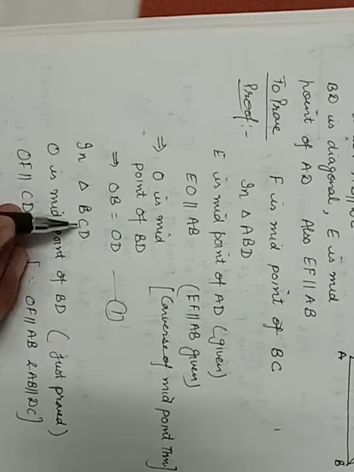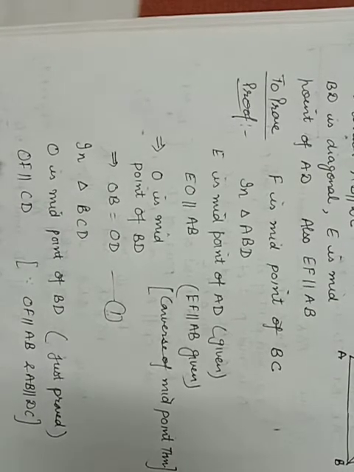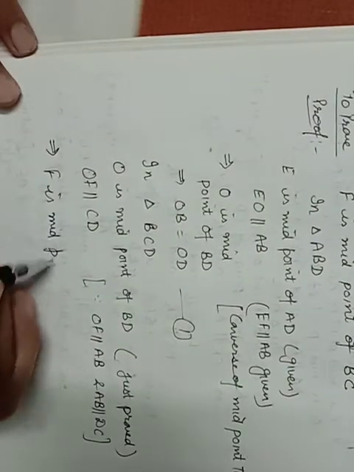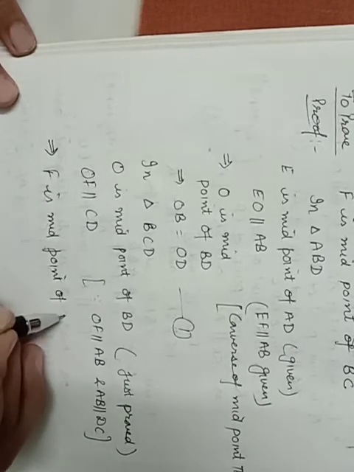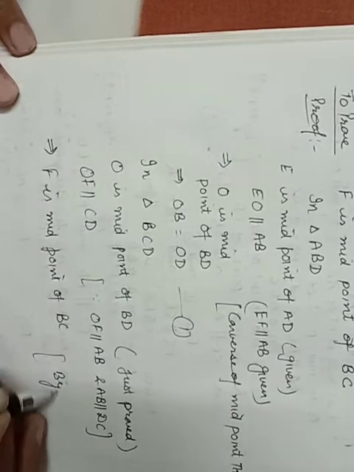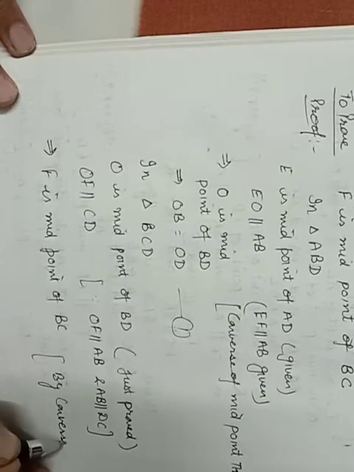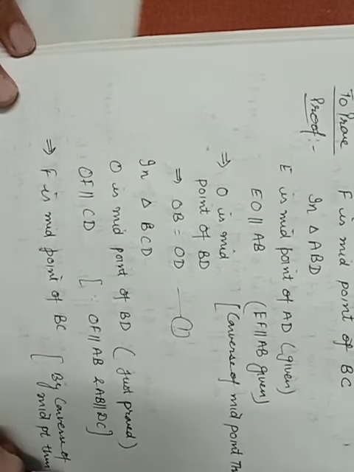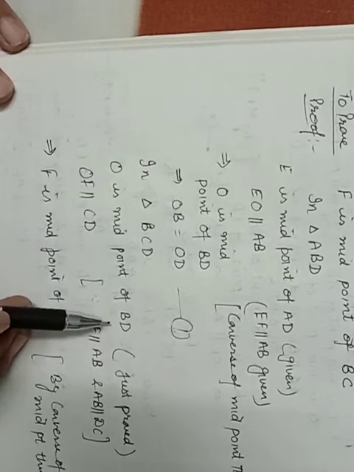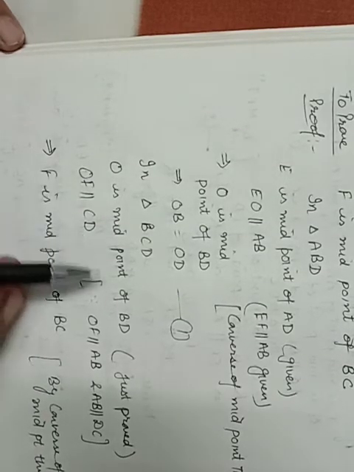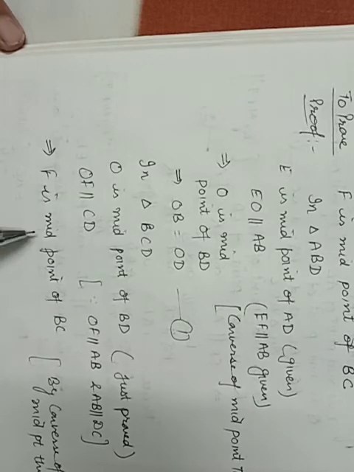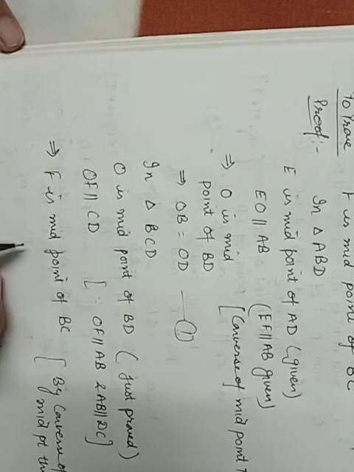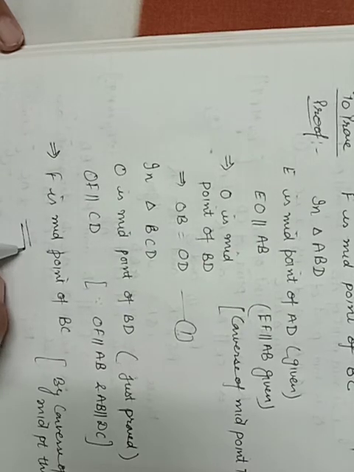Then in this triangle, with the converse of the midpoint theorem, F is the midpoint of BC. By the converse of the midpoint theorem, because the converse of the midpoint theorem states that if one is the midpoint and the line joining is parallel to the second side, then that point is the midpoint of the third side also, and hence we have proved that F is the midpoint of BC, hence the question.